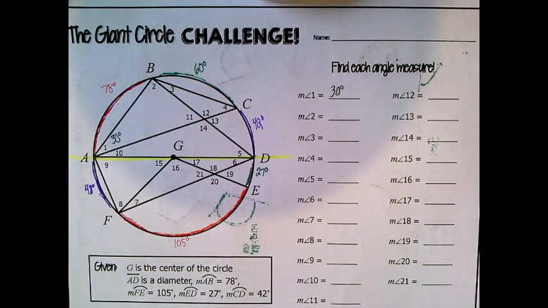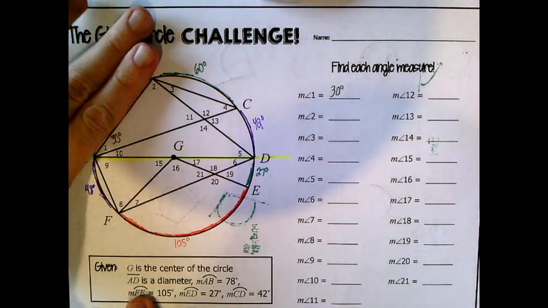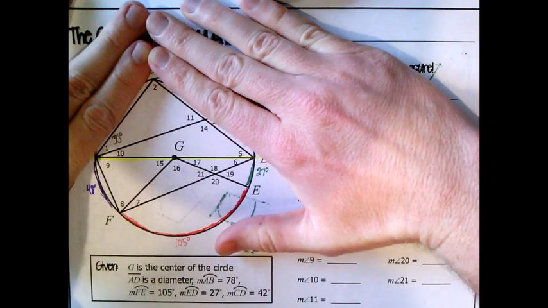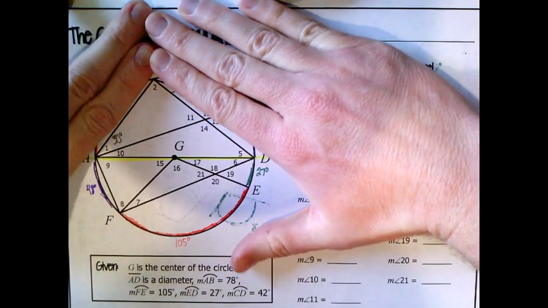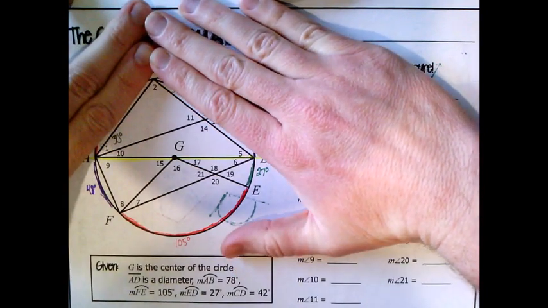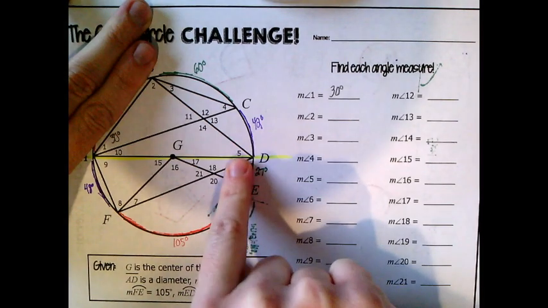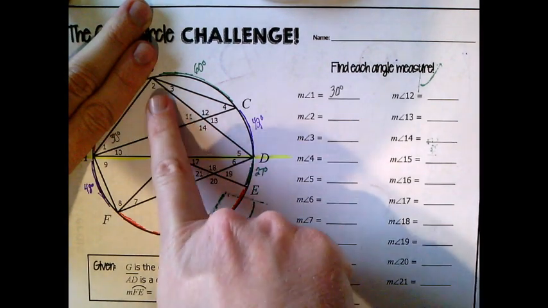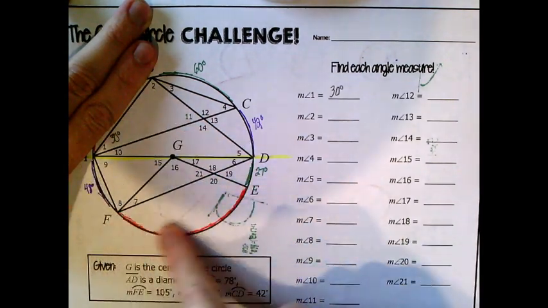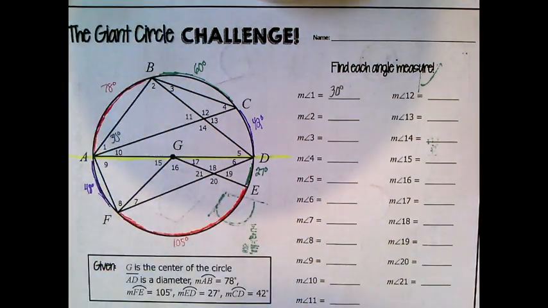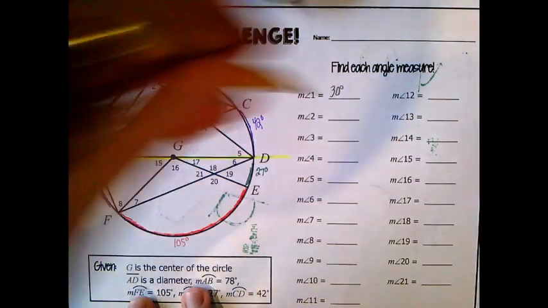Let's see if we can do angle 2. If I look at angle 2, cover that up. It goes all the way to the letters A and D. A and D is a half circle. So that means this arc is 180 around here. And that's an inscribed angle. So if I go from big to small, I take half. So angle 2 has to be 90 degrees.